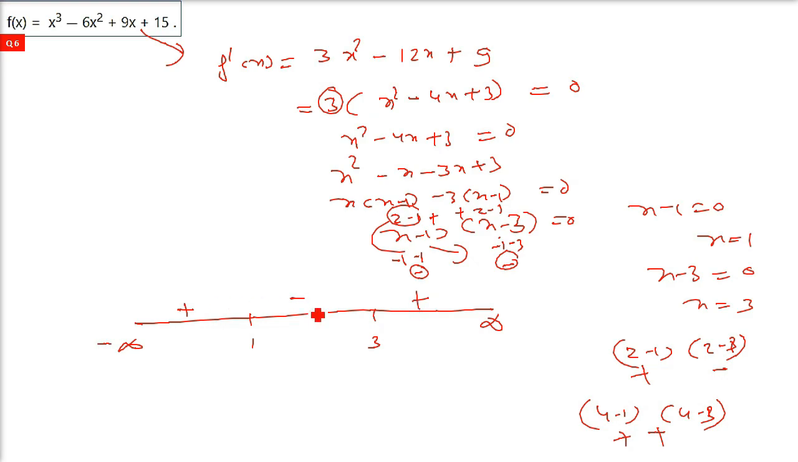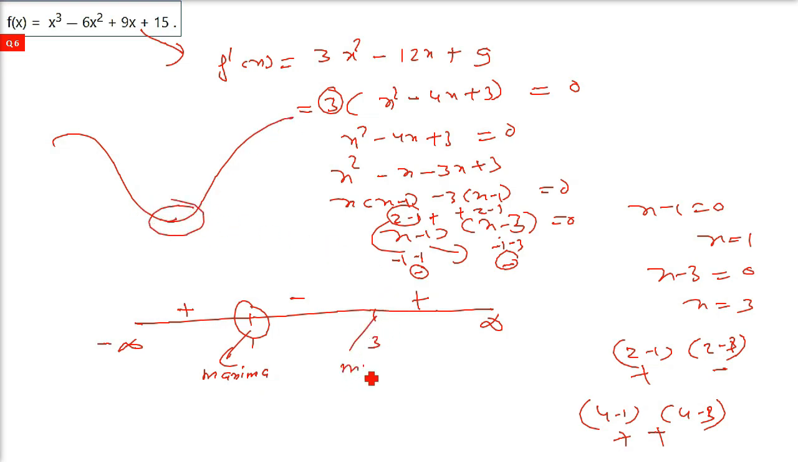So at x equals to 1, you are going from positive to negative. You are at the higher point going to the lower point, so this is the local maxima point. At x equals to 3, you are going from negative to positive. So you are at the lower point and you went to the higher point, so you are at local minima. So x equals to 1 is the maxima, x equals to 3 is the minima.